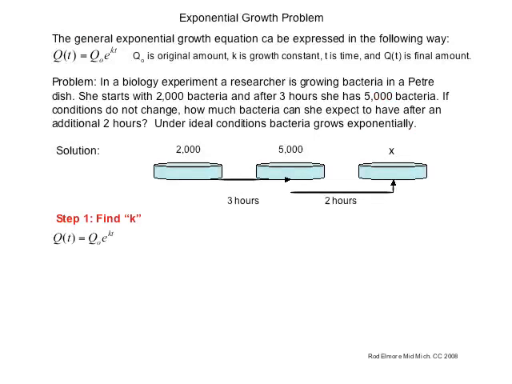So step 1, find the k. To find the k, we only want one unknown in that equation. So we're going to use the final amount is 5,000, the initial amount is 2,000, and the time will be 3 hours. Think about that a minute. We're going to go from 2,000 to 5,000 because then we know the initial amount and we know the final amount. So we plug all those numbers in, and the time would be 3 hours between the 2,000 and the 5,000.